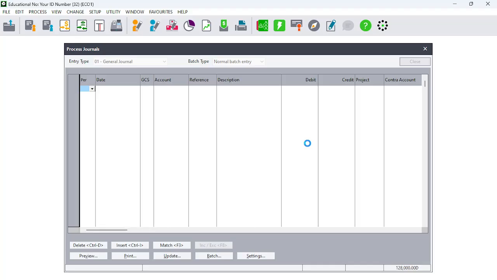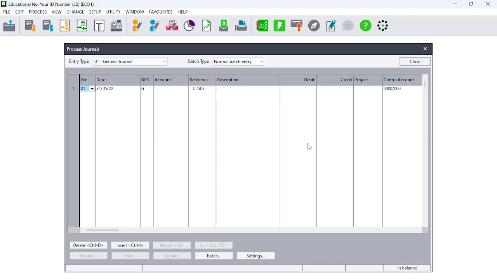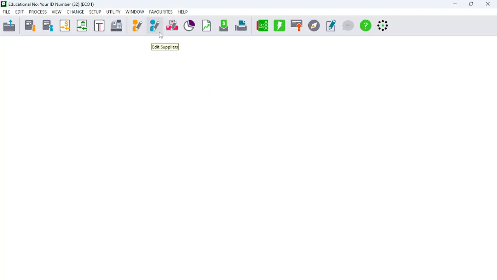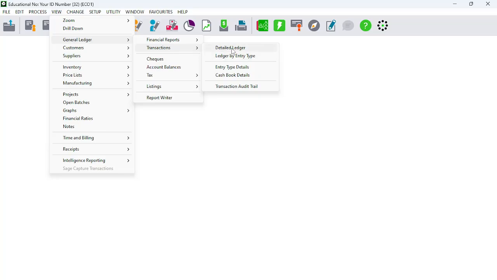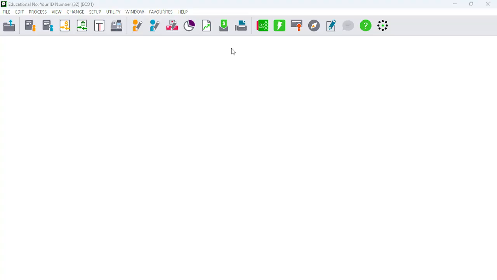What do they want for 6 marks? They're saying print the general ledger, detailed ledger of the capital account for period 1 of this year. Print the general ledger. So where do we find the general ledger? You've got to look at view, and you look at general ledger. Now we're going to look for a specific account, capital account. So you'll need to look at transactions, detailed ledger, and we're now going to find the share capital or capital account.